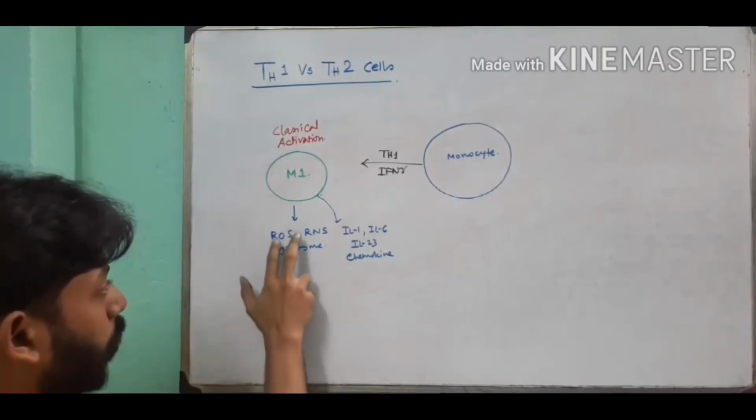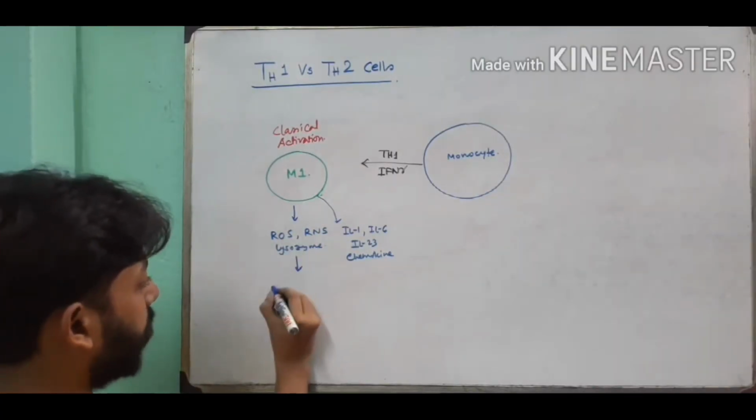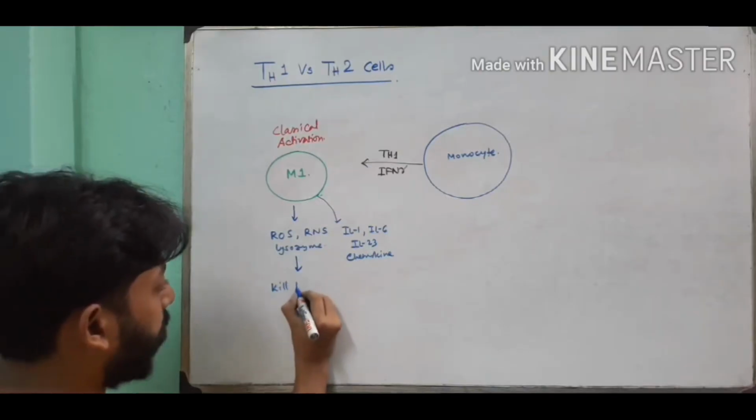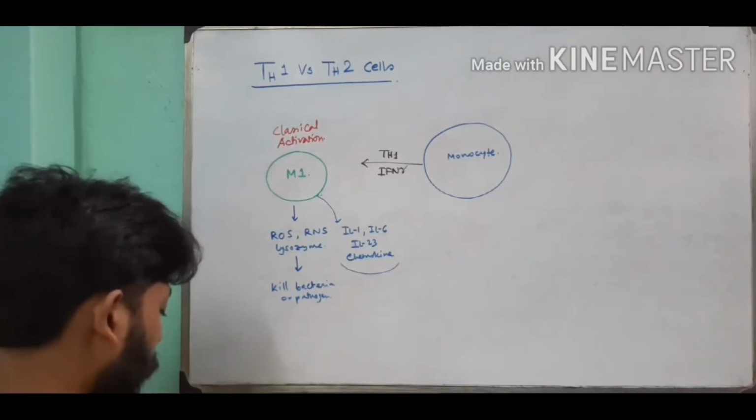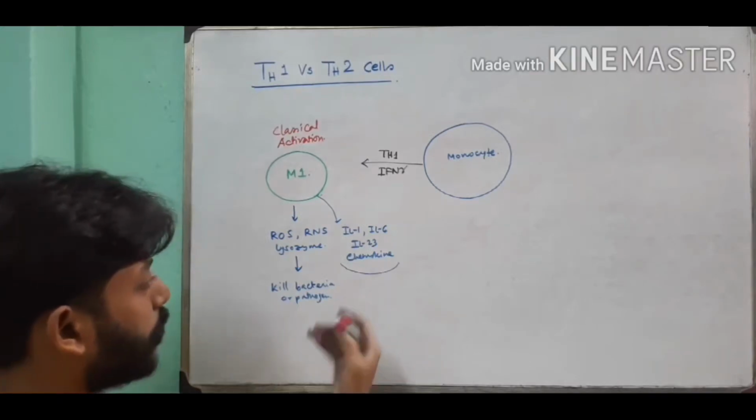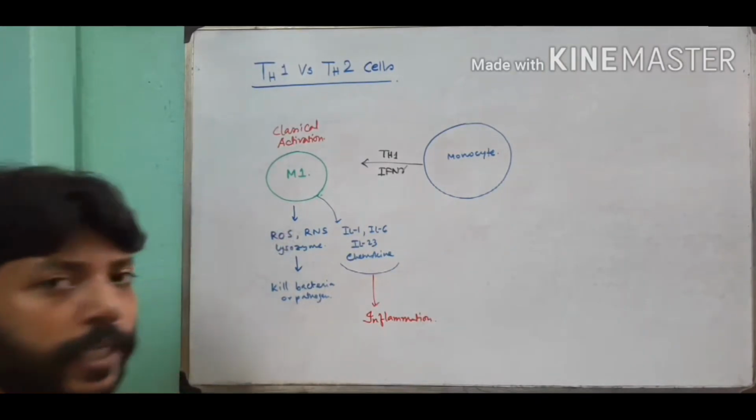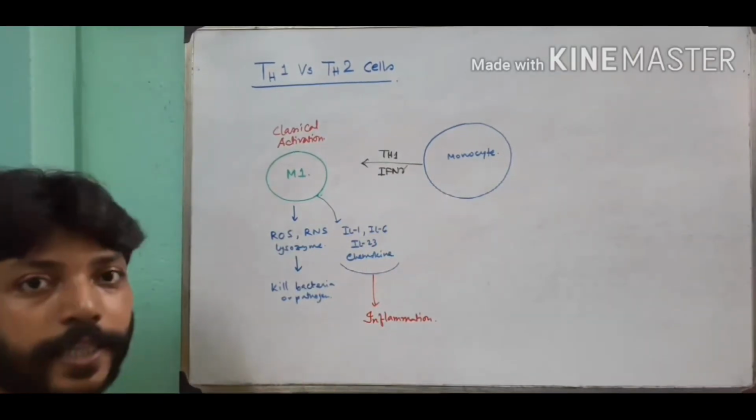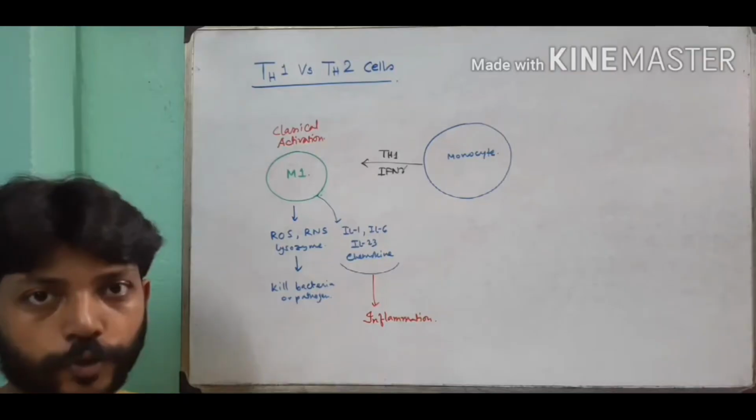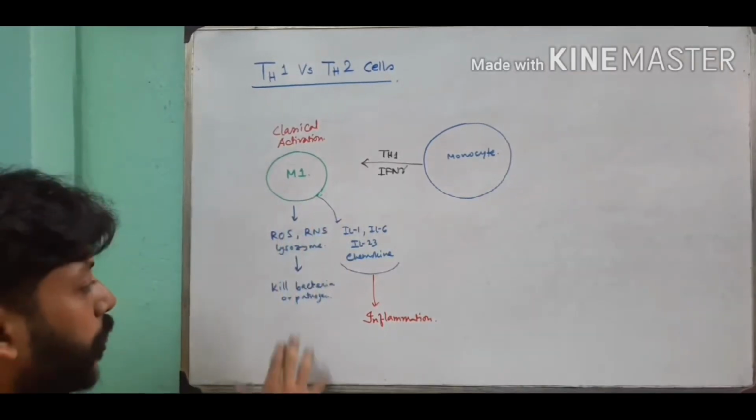All these help in the killing of bacteria. So ROS means reactive oxygen species, and reactive nitrogen species kill the phagocytosed bacteria or pathogen, and these chemicals help in production of inflammation. So it helps in inflammation, so that many immune cells come to the infected site. Inflammation is a red signal, so that many immune cells like neutrophils come to that site to help this macrophage in the killing of the pathogen.